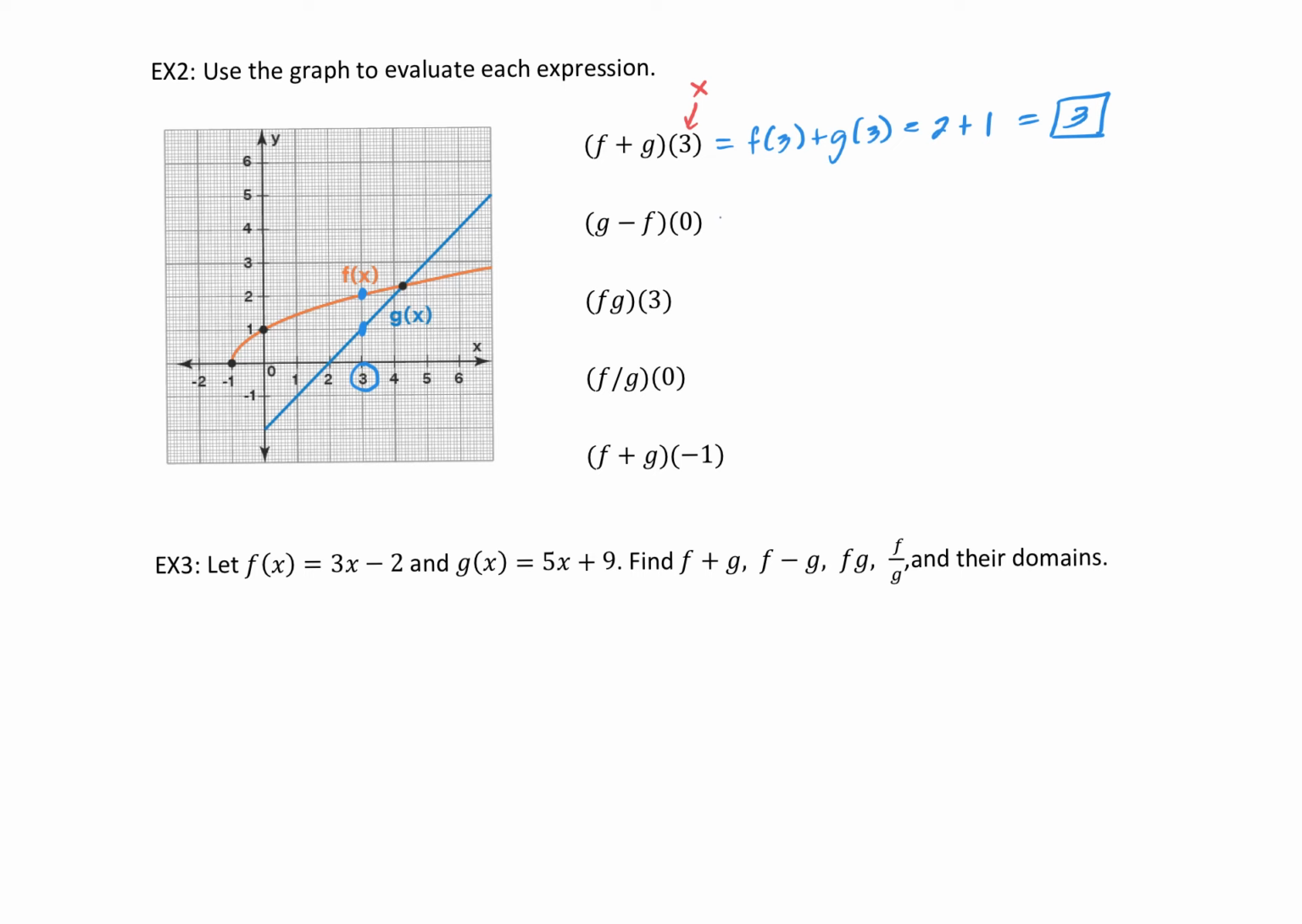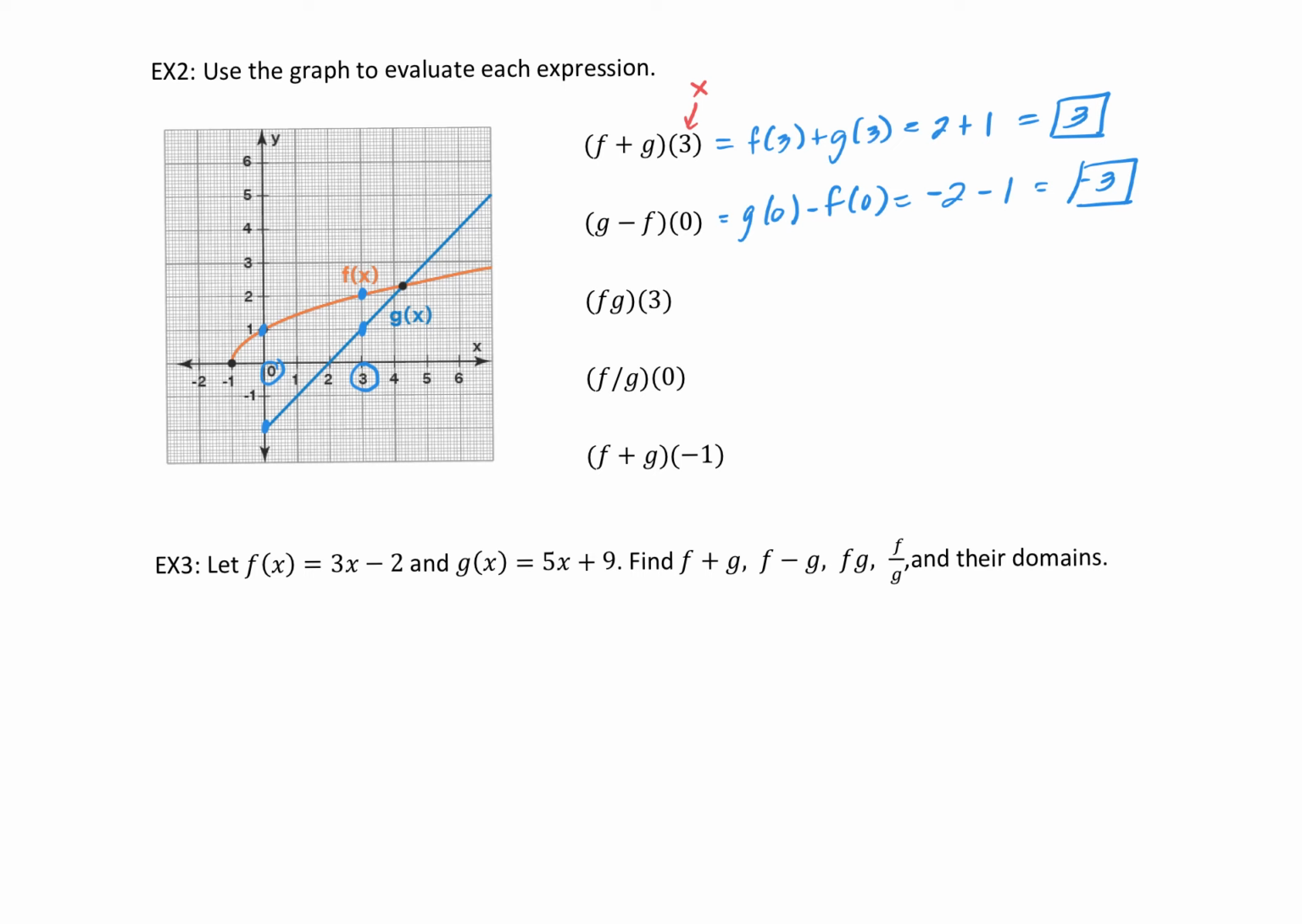(g minus f)(0), that would be g(0) minus f(0). If we look at the graph, we're looking at where x is equal to 0. And then we go to g. g(0) has a y value of negative 2, minus f(0) has a y value of 1. So it's going to be negative 2 minus 1, which would be a negative 3.